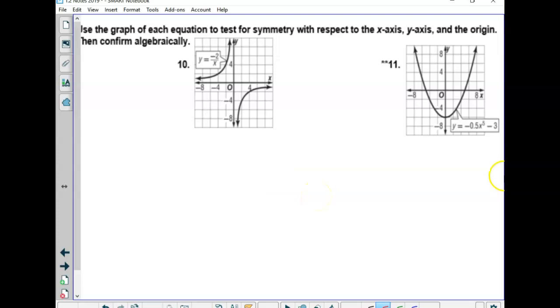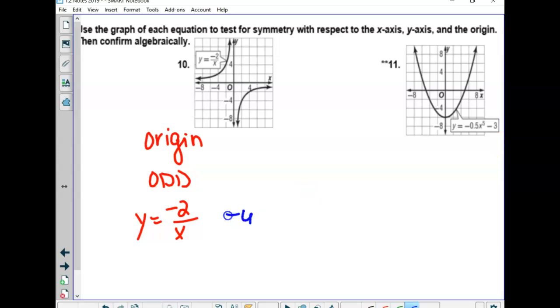Okay, what are you thinking? This one looks like origin, which is odd function, and it was y equals negative 2 over x. If we replace them both, we get the opposite of y equals negative 2 over negative x. That's a lot of negatives. If we divide those out, then if we divide both sides by negative 1 or multiply by negative 1, then this becomes what we started with.